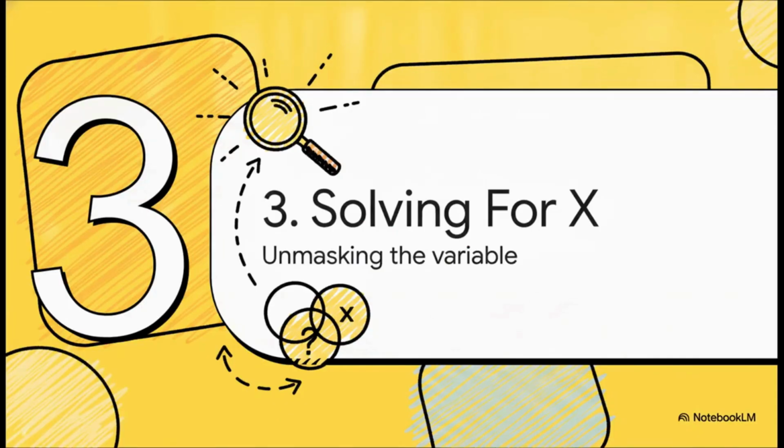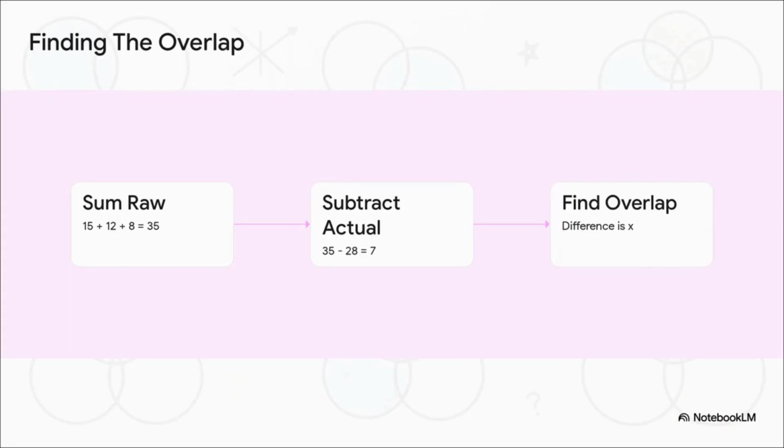All right, Section 3, solving for x. Let's unmask this variable. So this extra bloat we're seeing is exactly what our mystery variable x represents. And cutting through the noise is actually pretty straightforward once you see it. Step 1, we find that total sum of our raw categories, which we did. 15 plus 12 plus 8 gave us that inflated number of 35. Step 2, we subtract reality. We take our inflated 35 and subtract the actual class size limit of 28. That leaves us with exactly 7.